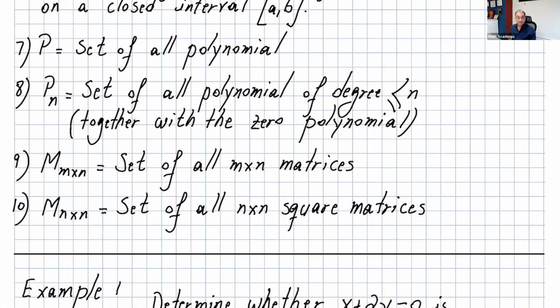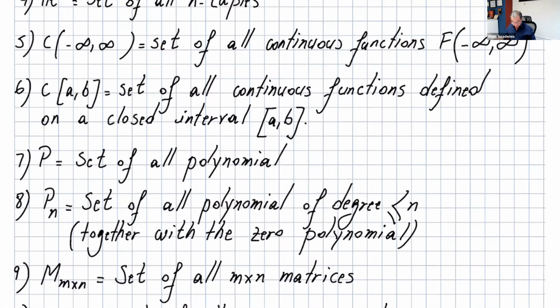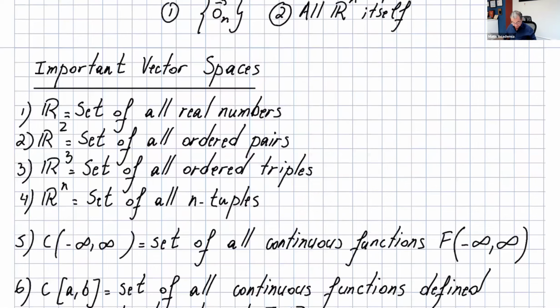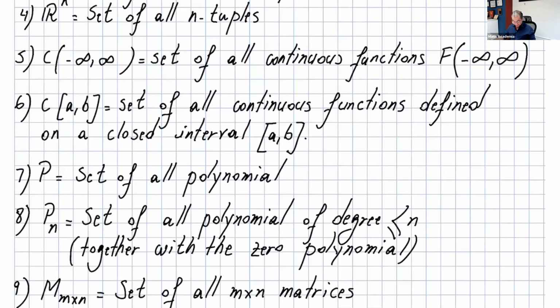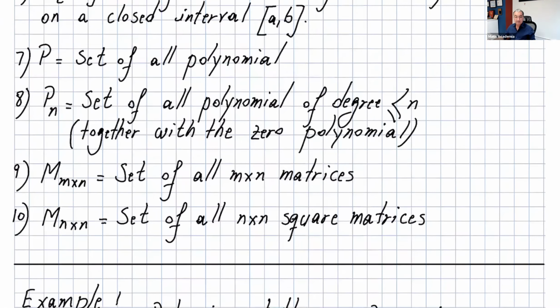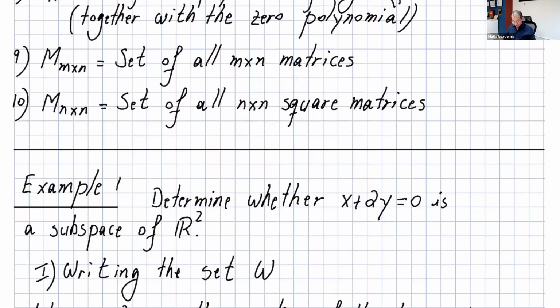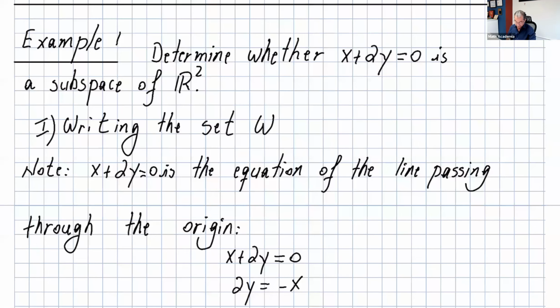For all these, the way you prove they are vector spaces is to check the 10 axioms one by one and see if they are satisfied. So these are vector spaces. Now we can have subspaces of those, and we can see whether something is a subspace or not. So let's start with this example.